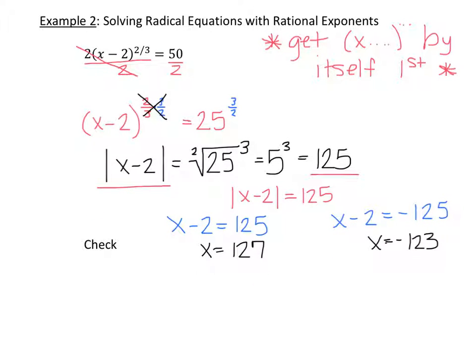Alright, and you can go back and check both of those for this problem. You'll end up figuring out that they both work. You want to trust me on that one? Okay, you can always just plug it in with the calculator. So you would go back and type 2 parentheses 127 minus 2 and then raise that to the 2/3. Press enter and it should give you 50. And the same thing when you plug in negative 123.